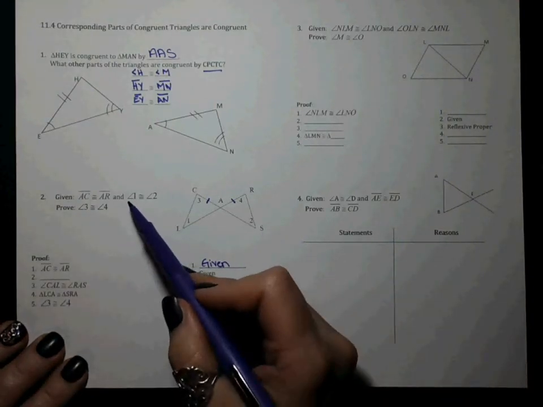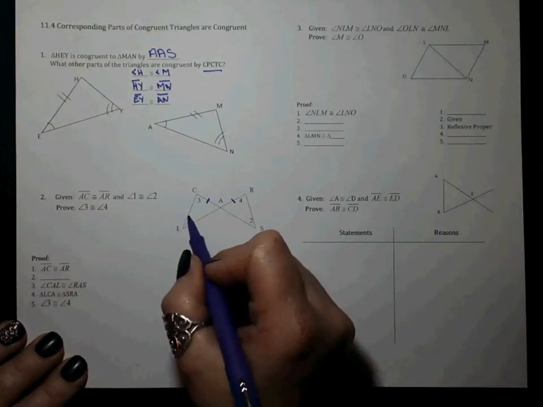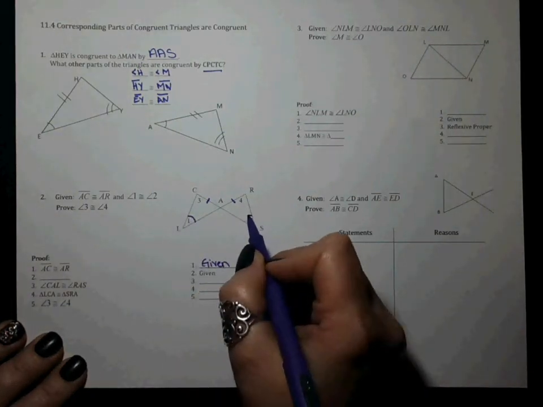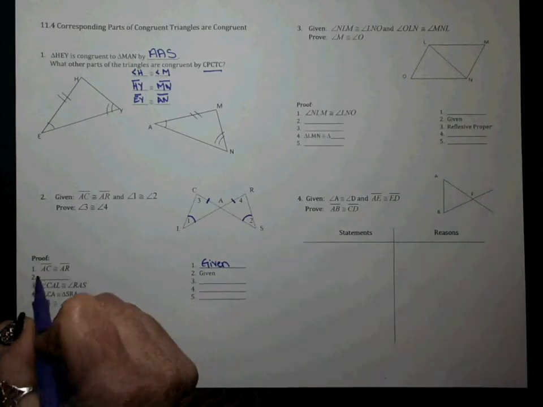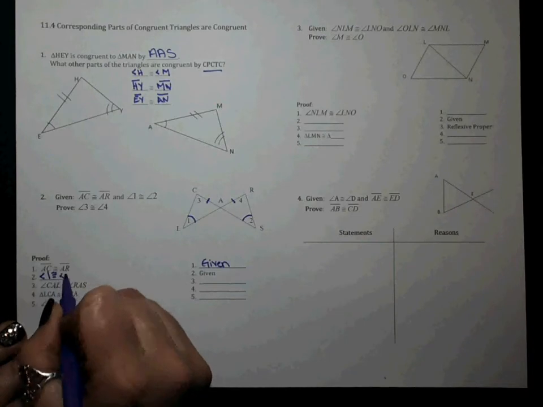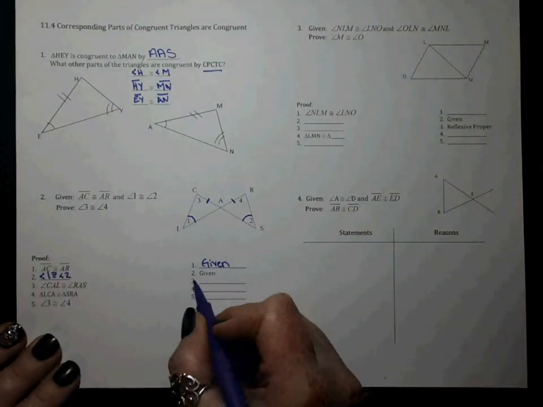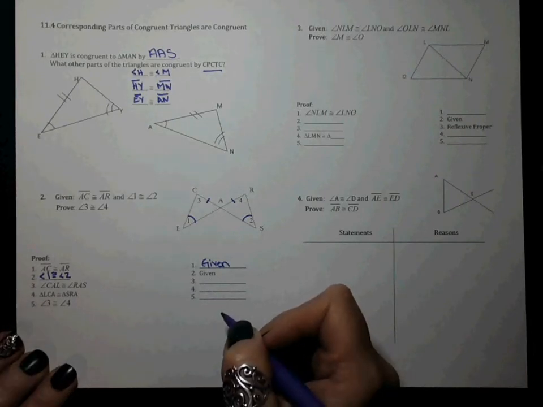Next, we're given that angle 1 is congruent to angle 2. So this angle here is congruent to this angle right here. So that is our second statement that we can make about the two figures. And as you can see, the reason is that it's given. We've already filled in that answer.